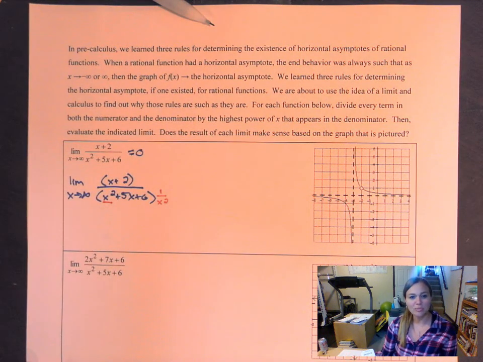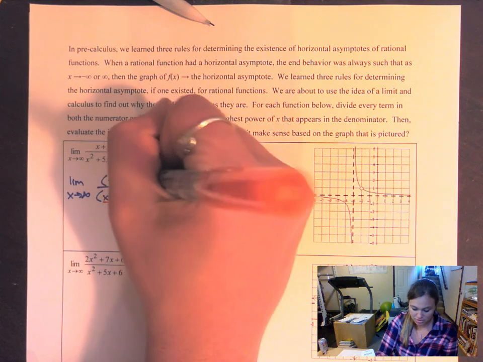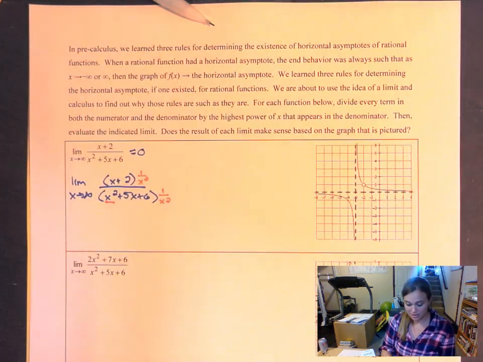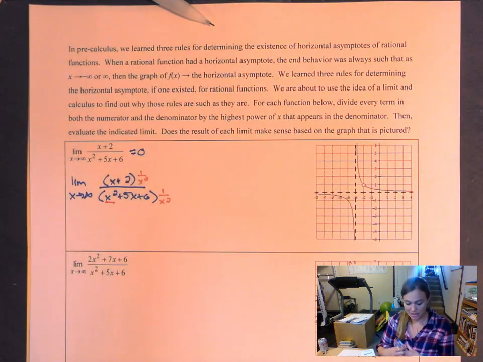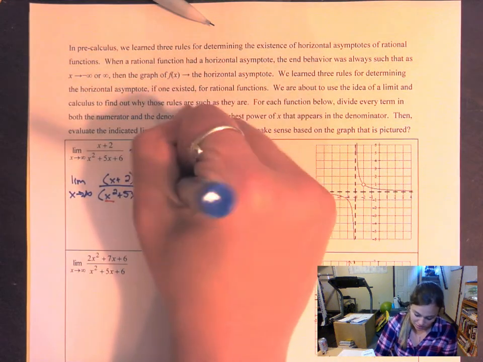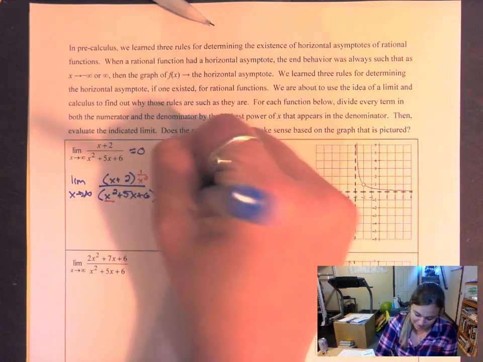And I can't just multiply a fraction in the denominator without doing the same thing in the numerator. Now I'm fine. Okay, so then I write my new limit. So I write limit as x approaches infinity.